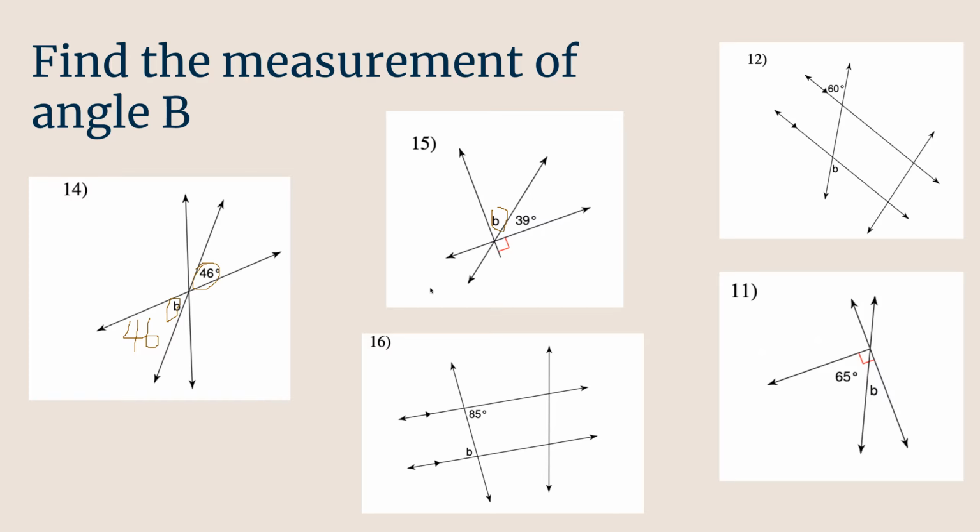it's a complementary angle with the 39 angle. So you just need to subtract 39 from 90. So it should be 51. Yeah, 51. And for question 16, the angle B is an alternate interior angle with the 85. So the angle B should be 85 degrees.